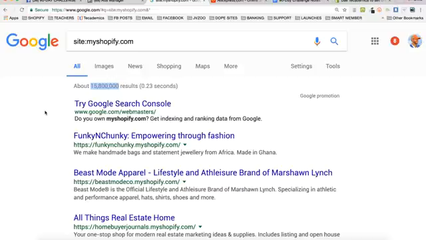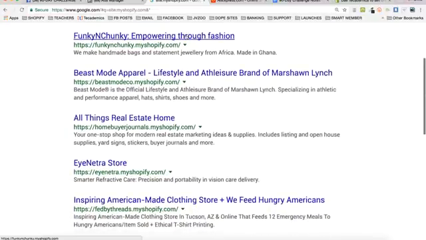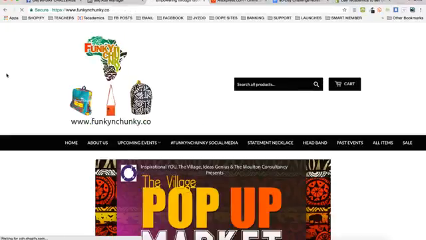So these are all Shopify stores. What you want to do is do this search, and you can start clicking through. Now, just because they're listed here doesn't mean they're any good, but these are going to give you examples of what Shopify stores are. So look at this.